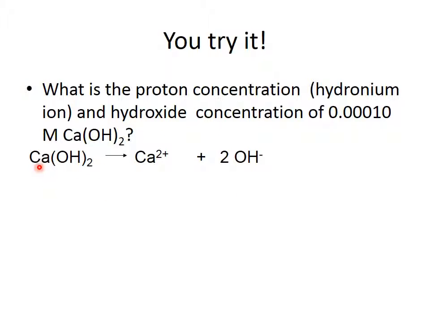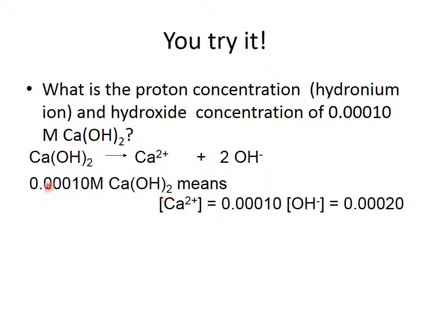Okay, first thing I have to do is write my equation to figure out what's happening. 1 calcium hydroxide is going to make 1 calcium and 2 hydroxides in solution. So if I have this concentration of the calcium hydroxide, it's gone now because it's been broken apart into this. What do I get? This concentration means that, of course, we have 1 calcium being made, so its concentration is 0.0010, but the hydroxide concentration is 0.0020. So I have this concentration of hydroxide.